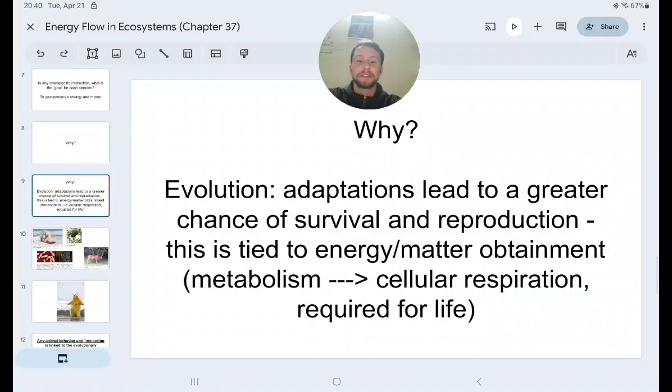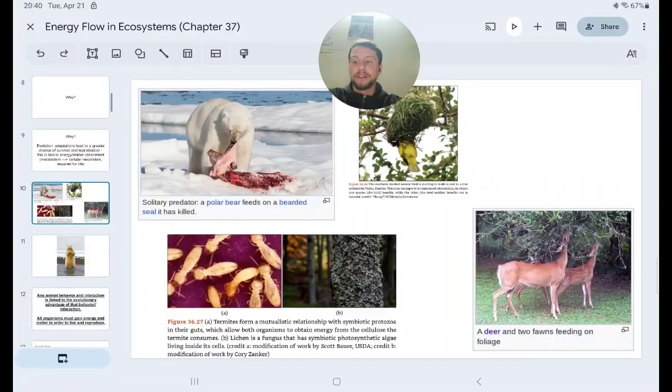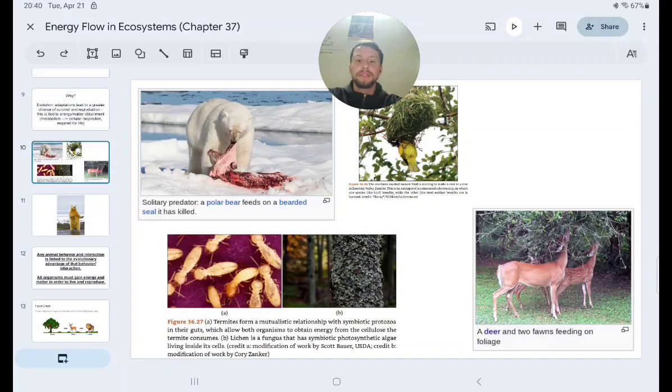An adaptation in terms of interactions between species that increases an organism's chance of survival and reproduction might look like gaining more energy or maintaining more energy. So obviously a prey who dies is less likely to survive because it's dead, and the predator is gaining energy, which increases its chance to survive and reproduce.